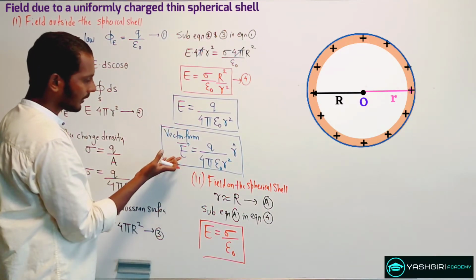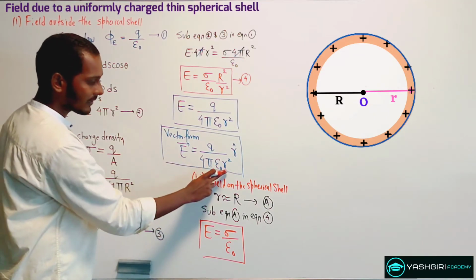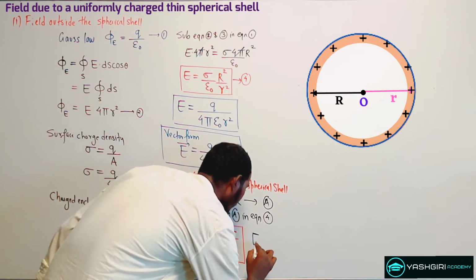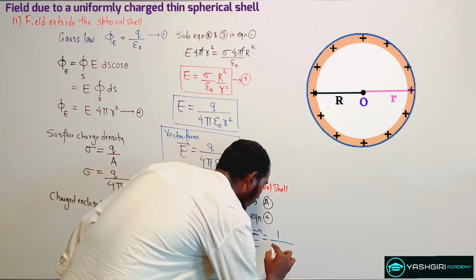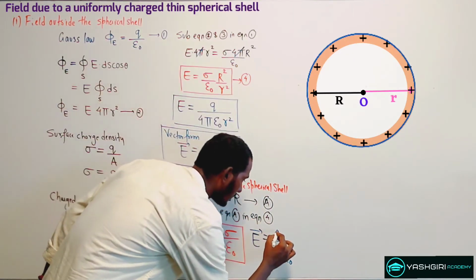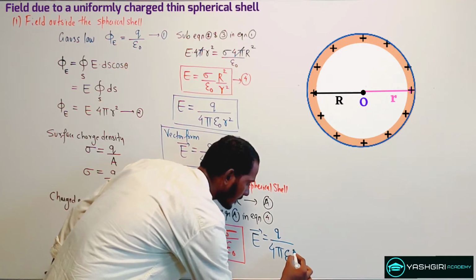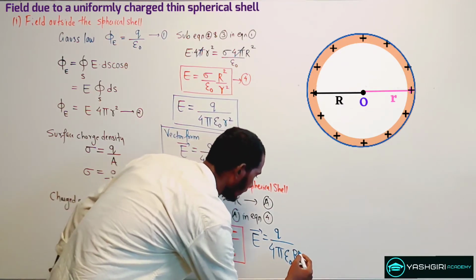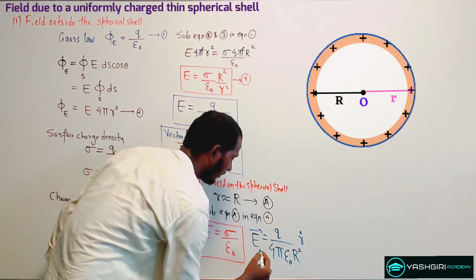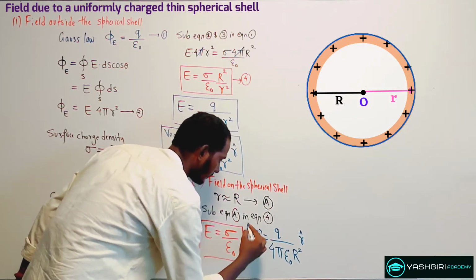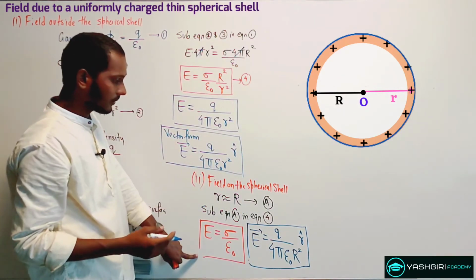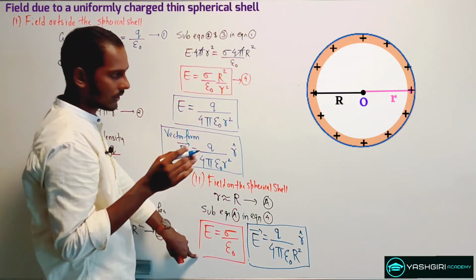Or else if you want to show it in terms of charge, you can just replace this small r by capital R. So in this case, I'll write the vector form. E is equal to 1 upon 4 pi epsilon naught, and this will be the charge q, and small r is replaced by capital R, so this will be capital R square, and I can say that it is along the r cap. So this is the vector form of this. So this is the field on the surface of the spherical shell.